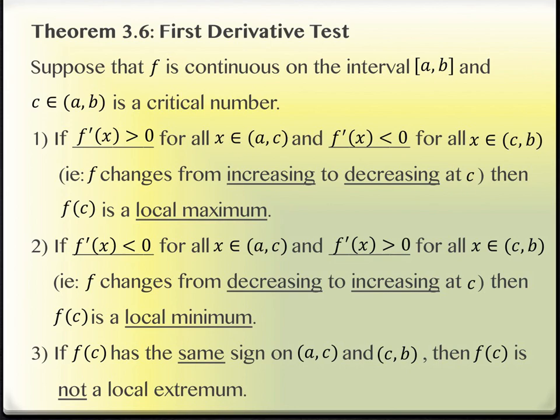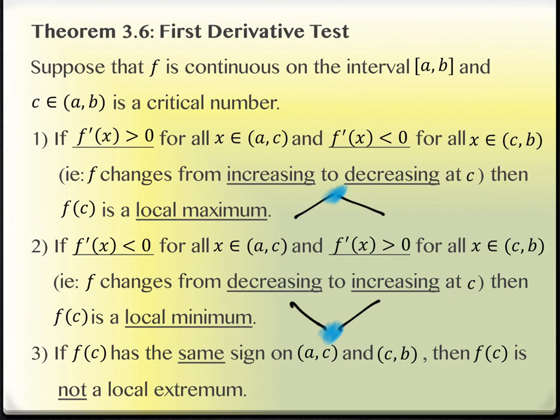So the first one says, the last thing highlighted or underlined says local maximum. What a local maximum means is that the graph went from increasing to decreasing. And can you see how that would force you to have a maximum value? This point right here would be a maximum value. The second one talks about having a local minimum, and it talks about the graph going from decreasing to increasing. And again, we can see that should give us a local minimum value.